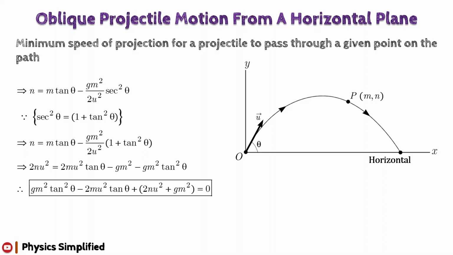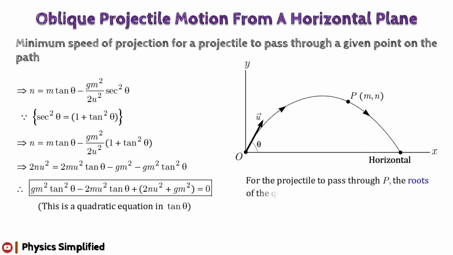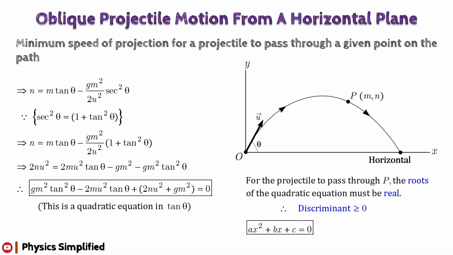If you follow this equation carefully, it is a quadratic equation in tan theta. Now, the projectile will pass through the given point P if this quadratic equation gives real roots. This means that the discriminant of this equation must be greater than or equal to 0. To find the discriminant of this equation, let us first write the standard form of the quadratic equation, ax squared plus bx plus c is equal to 0. Discriminant of this equation is given by b squared minus 4ac.